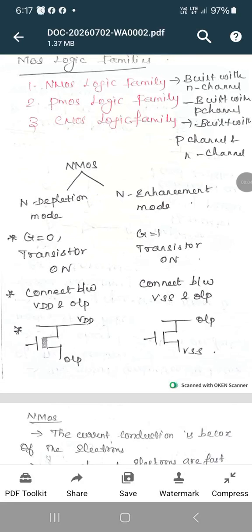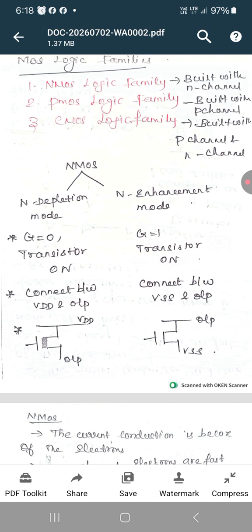Today we are going to see the topic about the MOS logic family. In earlier videos, we saw the introduction to the MOS transistor. Here we have the classification: the first one is the NMOS logic family, built with N channel; the second is the PMOS logic family, built with P channel; and the third type is the CMOS logic family, built with both P channel and N channel. Right. So we see the first part, the NMOS transistor.